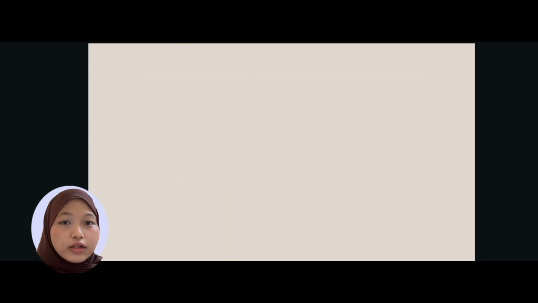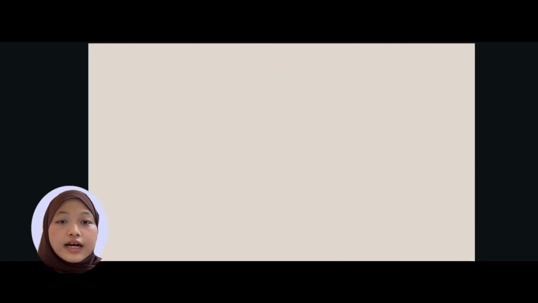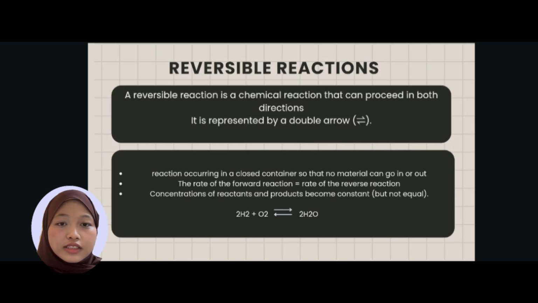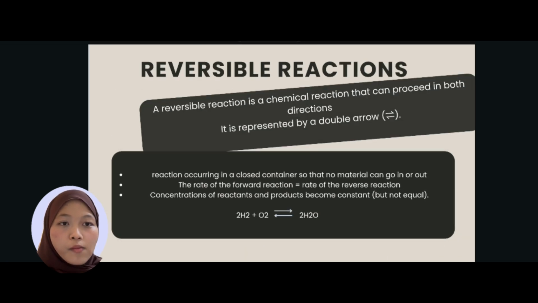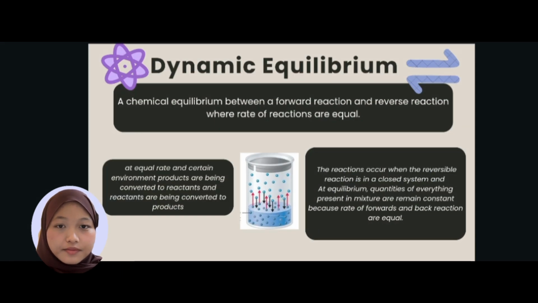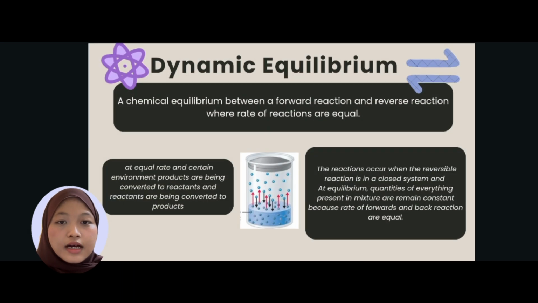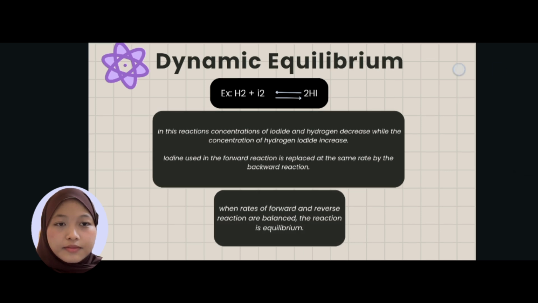So now what is chemical equilibrium? Chemical equilibrium is a state in which the rate of forward reaction is equal to the rate of reverse reaction. Chemical equilibrium is also a reversible reaction, which proceeds in both directions and is represented by a double arrow. We can relate chemical equilibrium with dynamic equilibrium, where products are being converted to reactants and reactants are being converted into products, and the reaction occurs in a closed container.